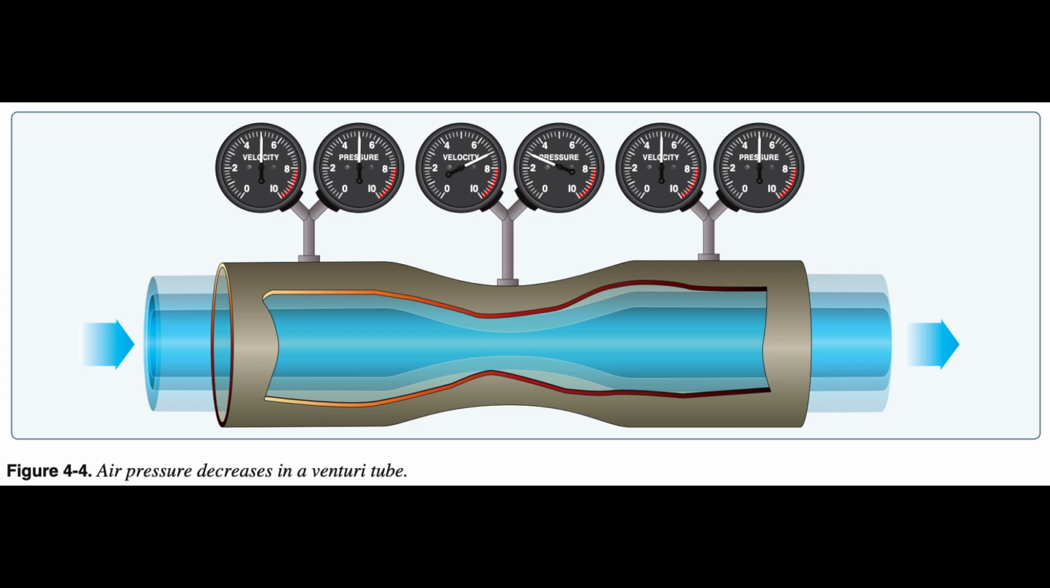At the constriction, the speed must increase to allow the same amount of air to pass in the same amount of time as in all other parts of the tube. When the air speeds up, the pressure also decreases. Past the constriction, the airflow slows and the pressure increases. Figure 4.4.